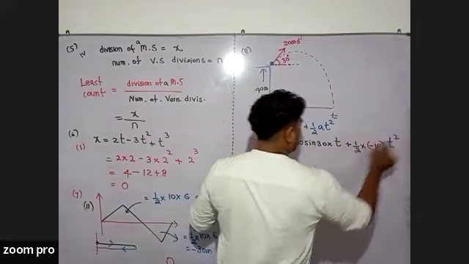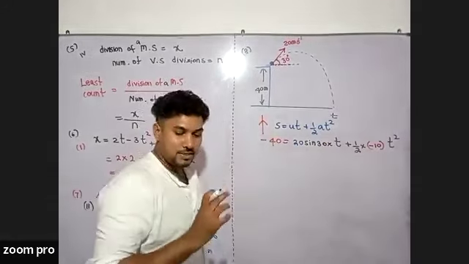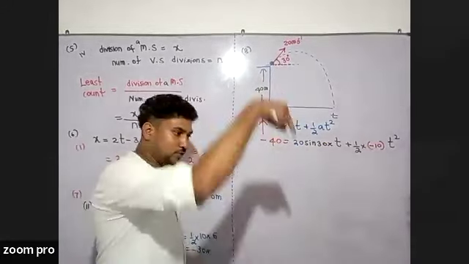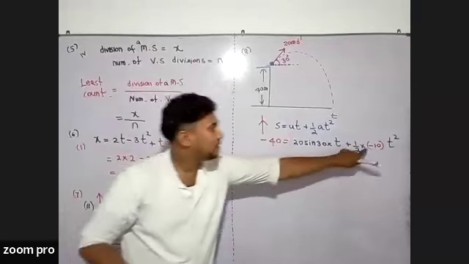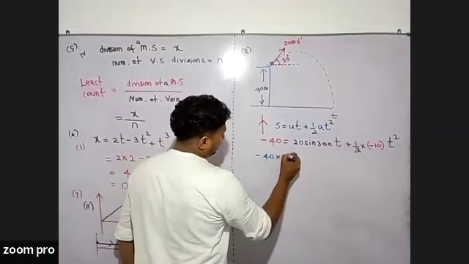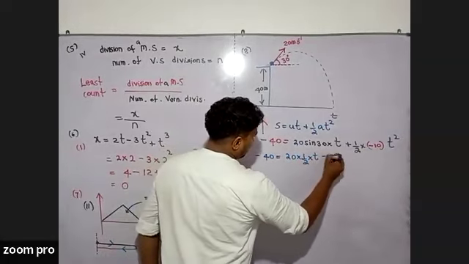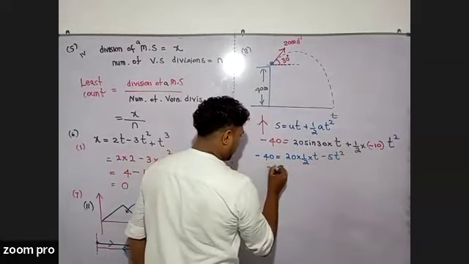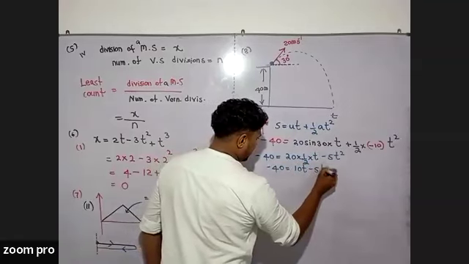Half into 10 into t squared, because we are applying this equation in the vertically upward direction. Gravitational acceleration is always directed vertically downward. That's the opposite direction, no? So that's why we put this negative sign. Right, so minus 40 equals 20 sine 30, which is half, times t, minus 5t squared. So minus 40 equals 10t minus 5t squared.